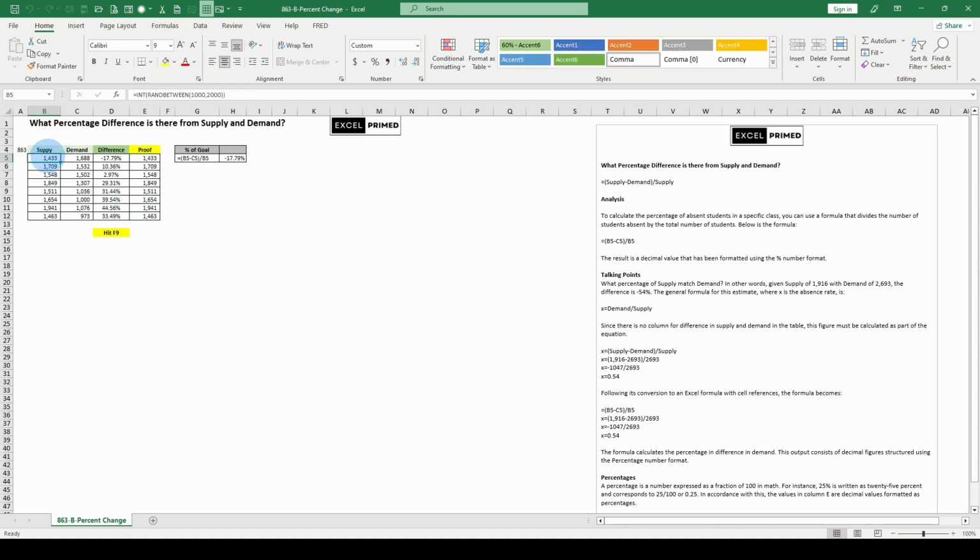1433. Isn't that what we're shooting for? We want to know what percentage difference is there from supply and demand. That's all we're asking. It's 17%. Be sure you ask the correct question. So here again, C5 minus 1 minus D5.